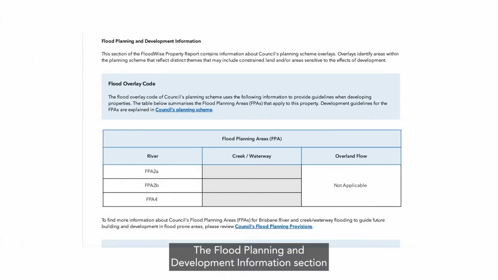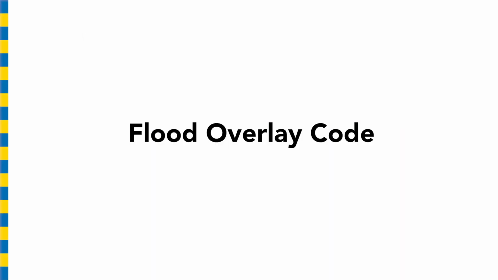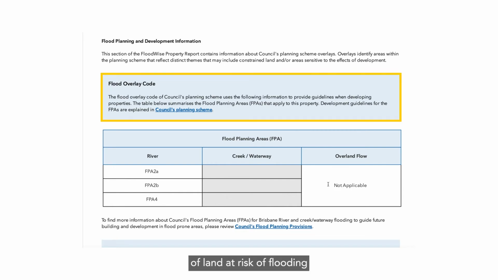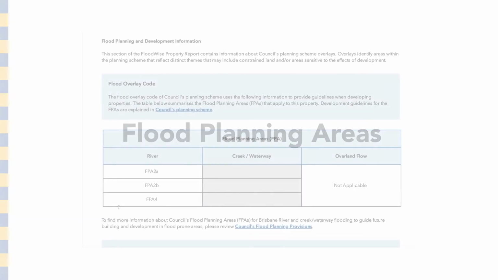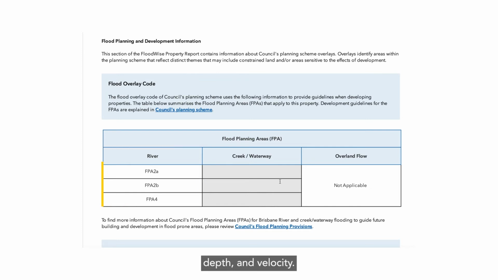The Flood Planning and Development Information section of the FloodWise Property Report contains information about Council's planning scheme overlays. The Flood Overlay Code guides the future development of land at risk of flooding within defined flood planning areas, or FPAs. Flood planning areas outline development requirements for a property based on flood likelihood, depth and velocity.